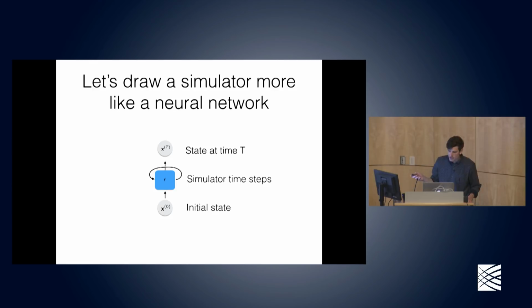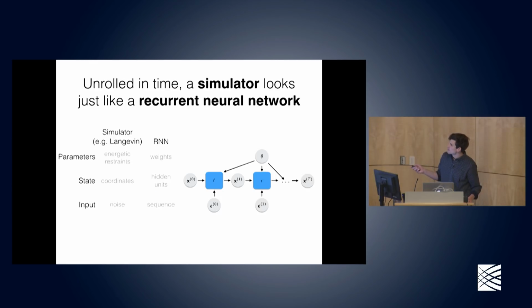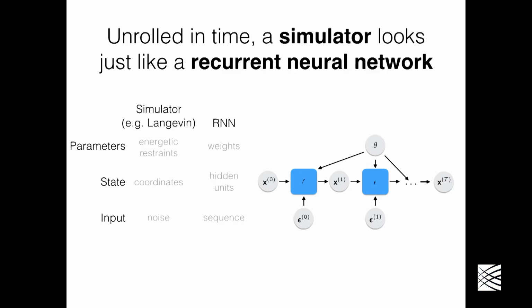One way to look at this more like a neural network is to unroll it in time. So instead of thinking about this as something with loops, we can think about it as a fixed computational graph that starts with the initial coordinates and keeps passing them through the same function again and again. This function is powered by parameters, and maybe there are some other inputs that happen throughout time. If you draw things this way, a simulator doesn't look that different from a neural network that operates on sequences, called a recurrent neural network. If you're familiar with those, you can see some parallels.